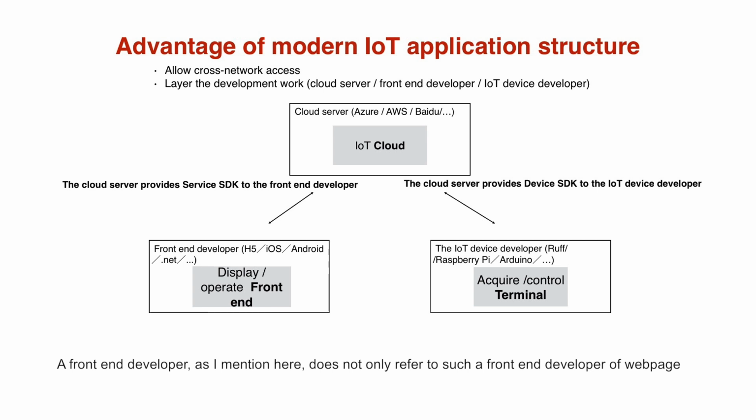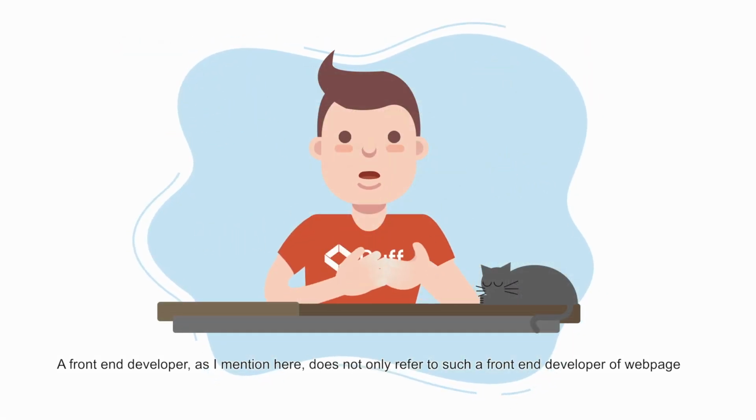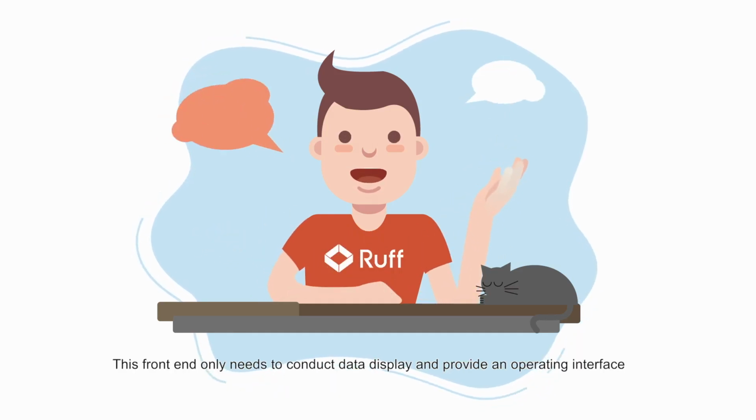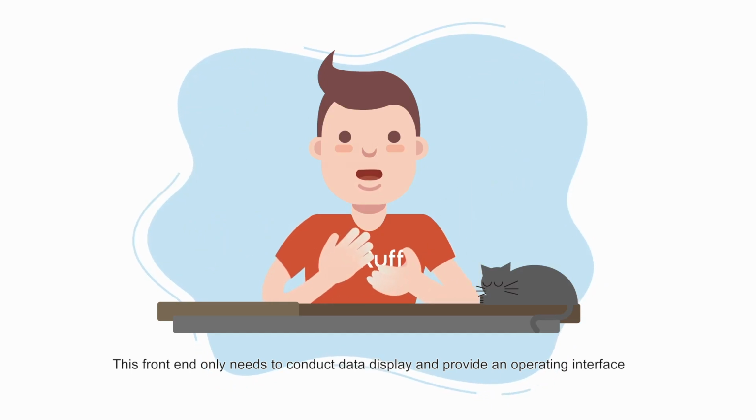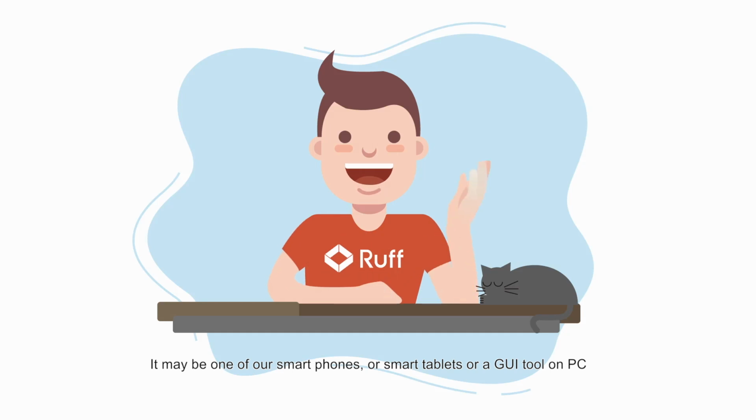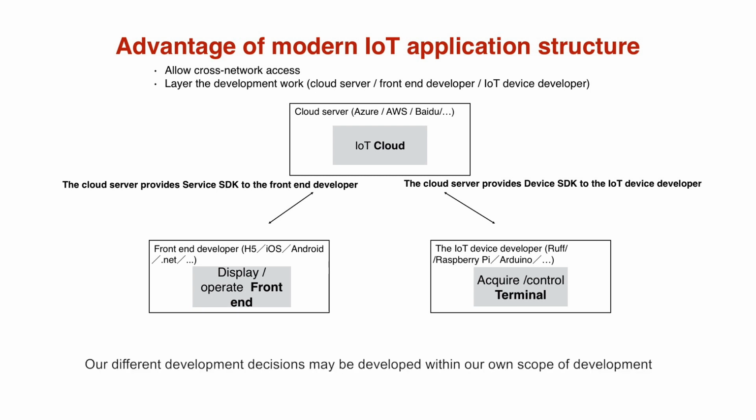A front-end developer, as I mentioned here, does not only refer to a front-end developer of a web page, but a more generalized front-end. This front-end only needs to conduct data display and provide an operating interface. It may be one of our smartphones, or smart tablets, or a GUI tool on PC. All qualify. Once the 3 development roles are determined, they may be developed within their own scope of development. It realizes such a division as well.